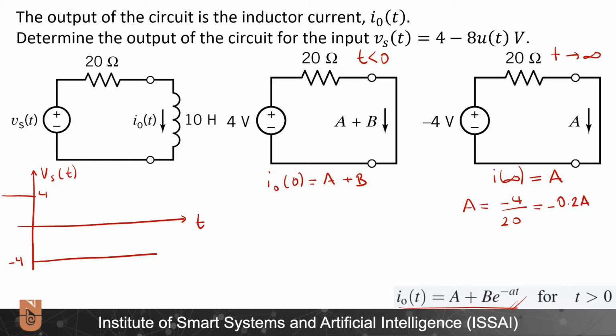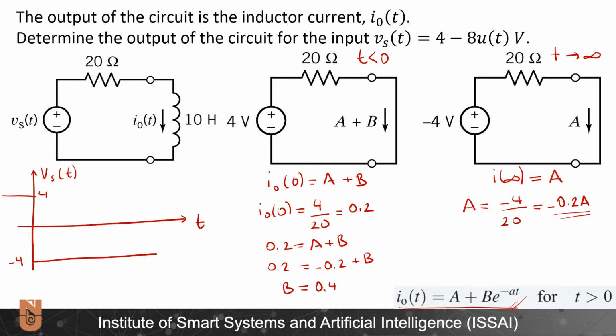And in this case, I can calculate I0 simply as 4 volts divided by 20, which is equal to 0.2. Accordingly, 0.2 is equal to A plus B, but I know A from here, so 0.2 is equal to minus 0.2 plus B, and from here I calculate B as equal to 0.4 amperes.